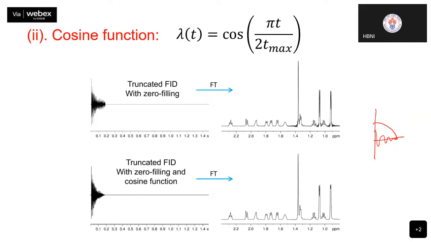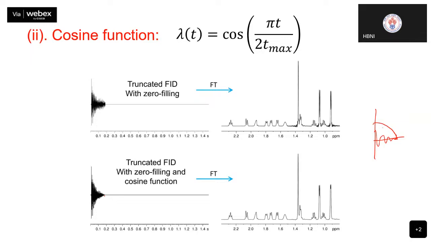Therefore, there is no sudden truncation, there is no sudden step function in this procedure. So the FID will look like this, and then it is coming to 0 at the last data points. And that is when t is equal to t max, you are getting cosine pi by 2. Other than that, it is a cosine function which is like this. So when you do this, now you see what is the result here. You have not lost the resolution. Resolution is kept, and the lines also look very beautiful. All the sinc modulations are gone. So this is the cosine modulation.